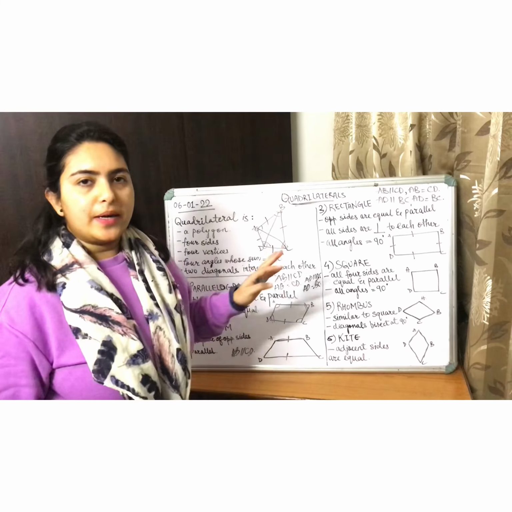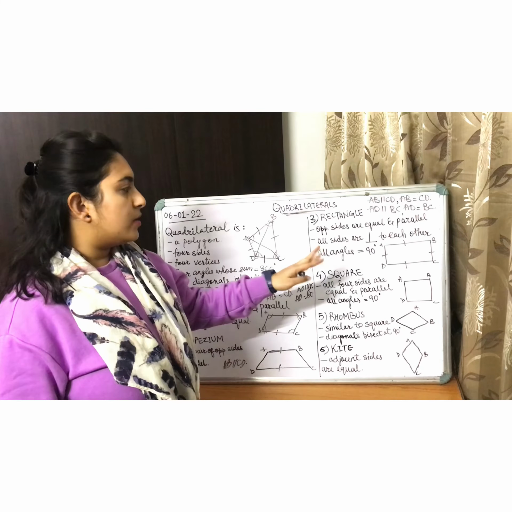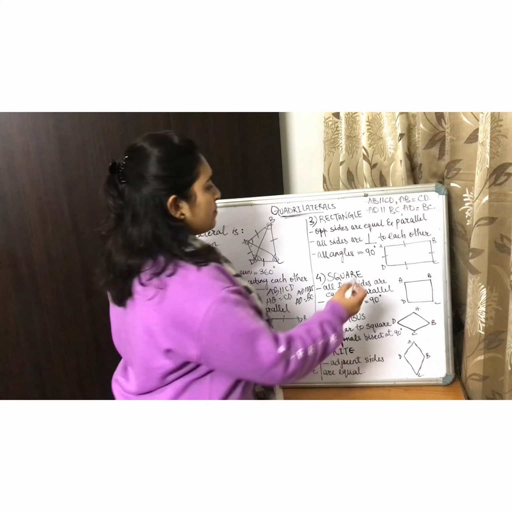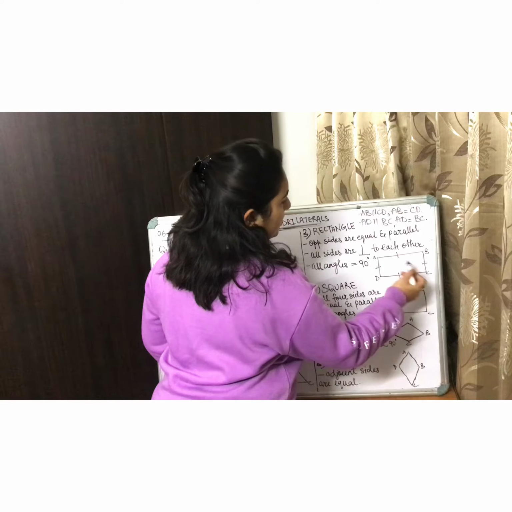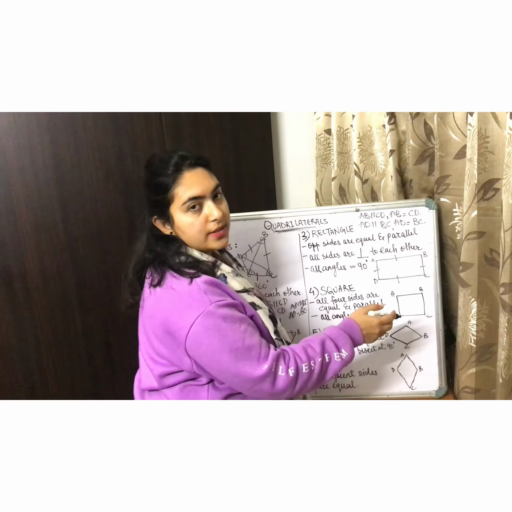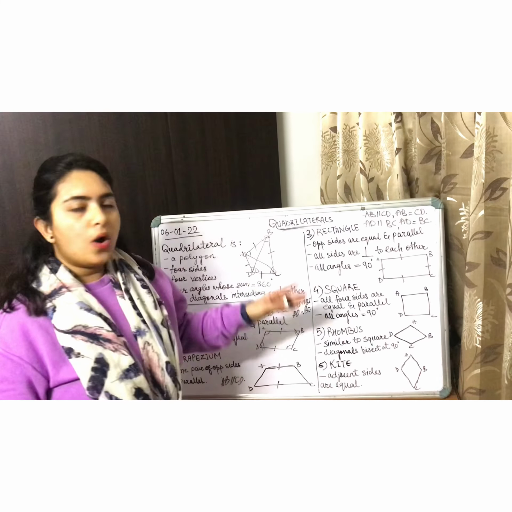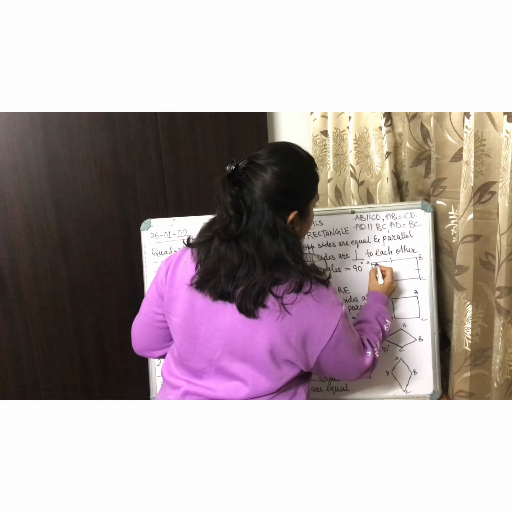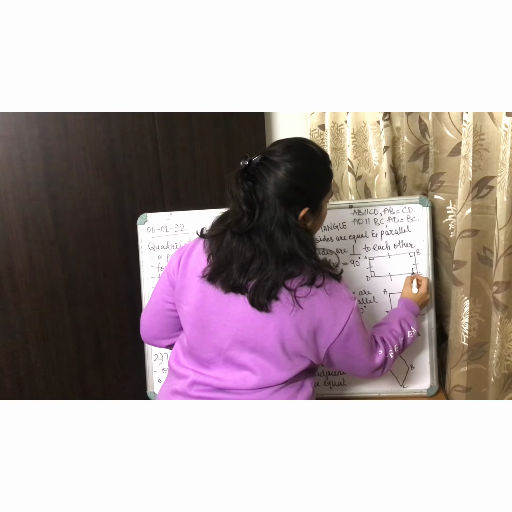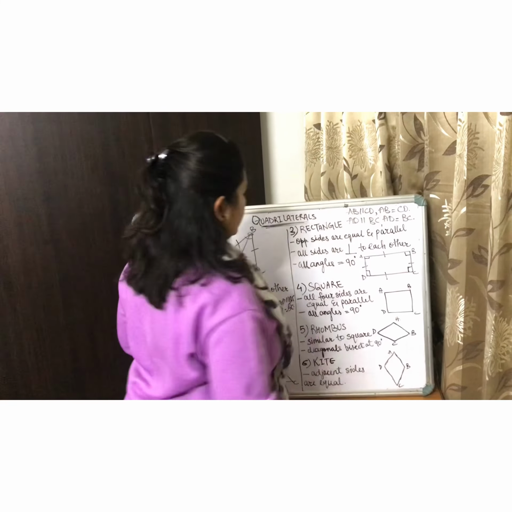All sides are perpendicular to each other. That is, this side will be perpendicular to this side and similarly all the other sides, which means that all angles will be 90 degrees. So all angles will be 90 degrees and the sides are perpendicular to each other.